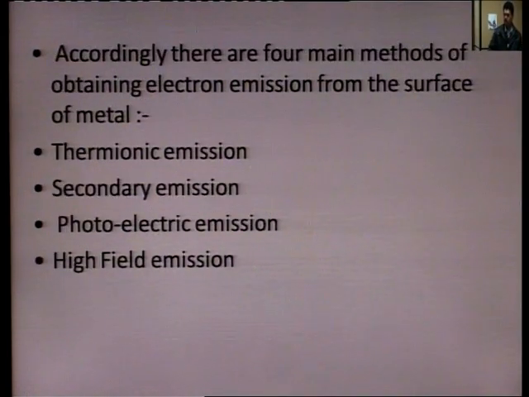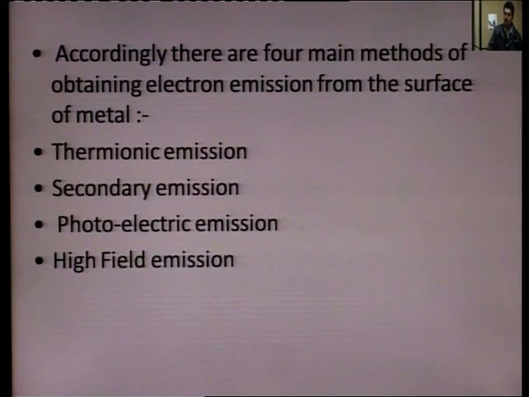Accordingly, there are four methods of obtaining electron emission from the surface of a metal. First is thermionic emission, which can be obtained by heating the metal. Secondly, secondary emission, which can be obtained by bombarding a metal with high speed electrons. When high speed electrons fall over the metal, they push the outer orbit electrons out of the metal. That is called secondary emission.